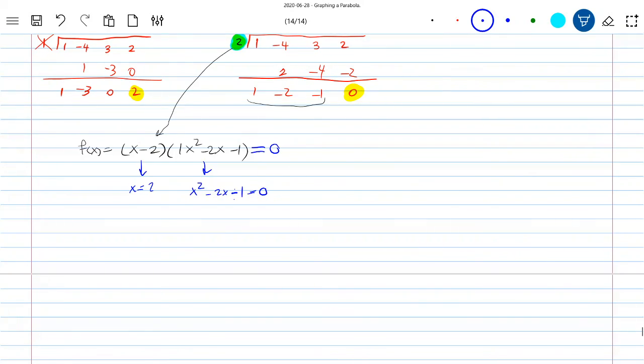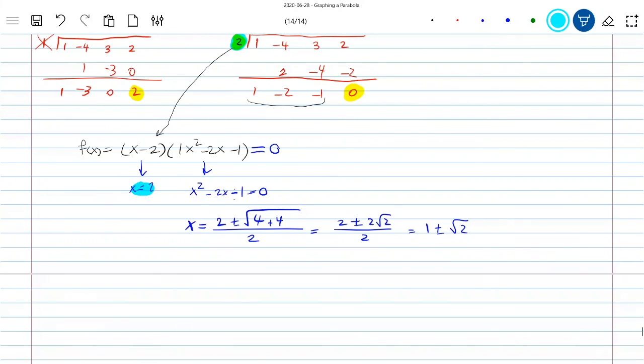x squared minus 2x minus 1 equal to 0. You can use the quadratic formula. x would be minus b, which is 2, plus or minus the square root of b squared, 4, minus 4ac, so plus 4, divided by 2. You can simplify it to 2 plus or minus the square root of 8, which is 2 root 2, divided by 2. You can cancel out the 2s, dividing everything by 2. We'll get 1 plus or minus root 2. So I found the zeros of the polynomial. One of them was a rational number, 2, and through that one, I figured out the other two, 1 plus or minus the square root of 2.